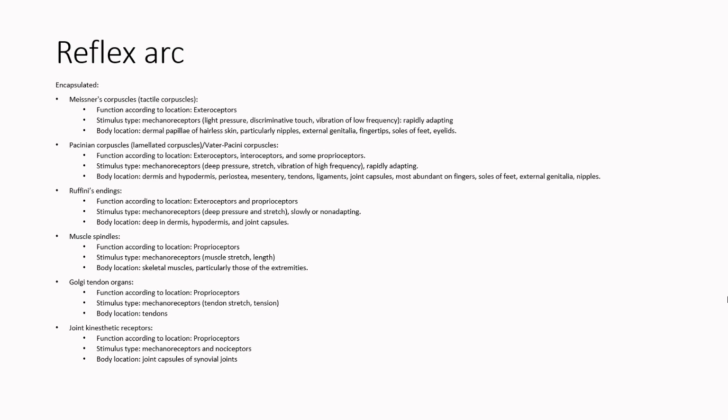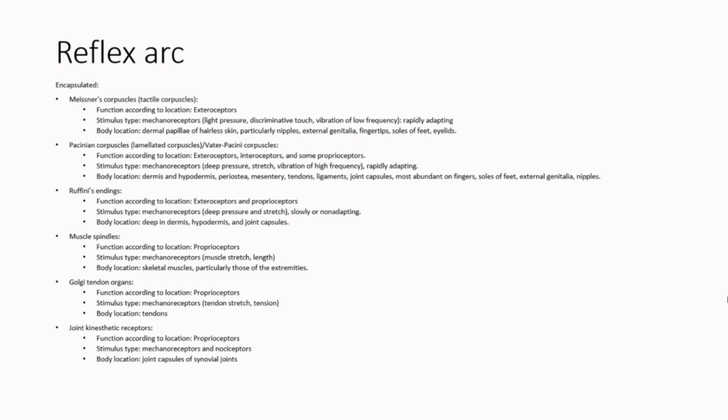And like I said, we have these 6 encapsulated receptors. We have the Meissner corpuscles, we have Pacinian, Ruffini, muscle spindles, GTO, and the joint kinesthetic receptors. The Meissners are exteroreceptors. Their stimulus type is mechanoreceptors. Here we have light pressure, discriminative touch, and low frequency vibration. They are rapidly adapting.